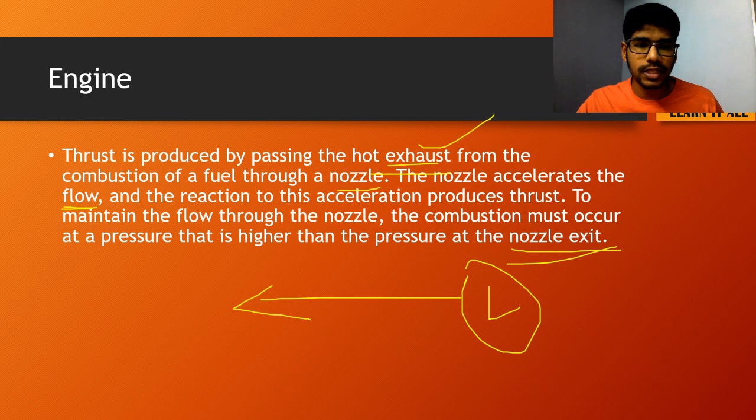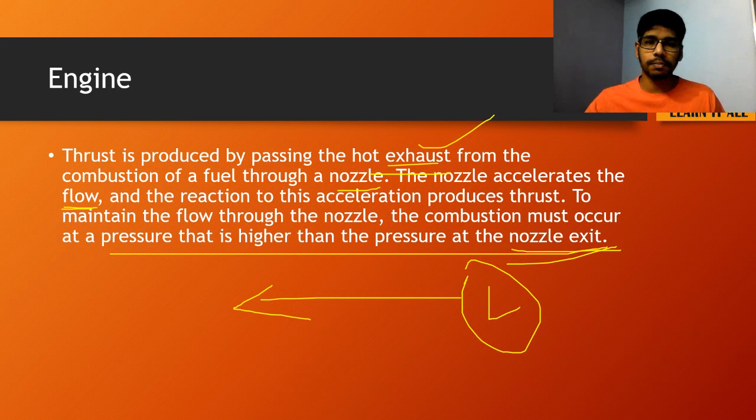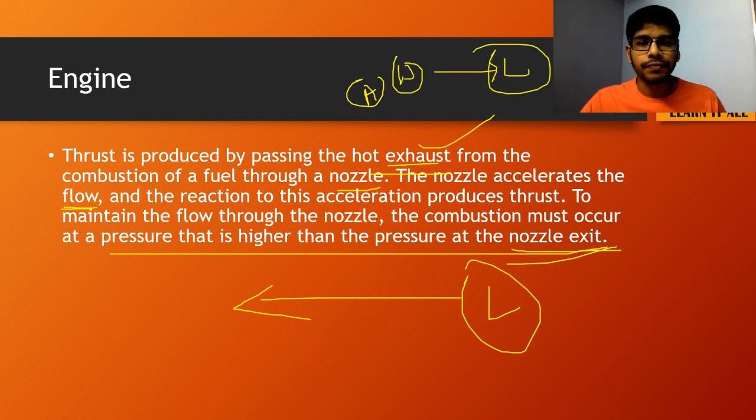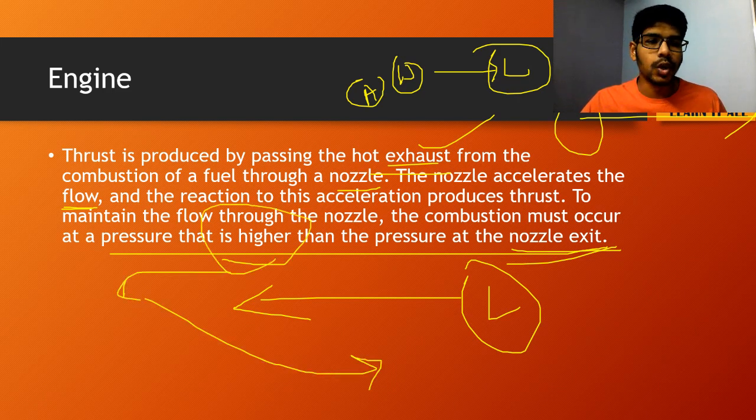To maintain the flow through the nozzle, the combustion must occur at a pressure that is higher than the pressure at the nozzle, right? So what does that mean? We know that air moves from a higher pressure area to a low pressure area, right? So if you want to move this exhaust through the nozzle, obviously you have to maintain the higher pressure before the nozzle so that it will move through the lower pressure area and pass through the nozzle. So the combustion must always occur at a pressure higher than that at the nozzle, right?